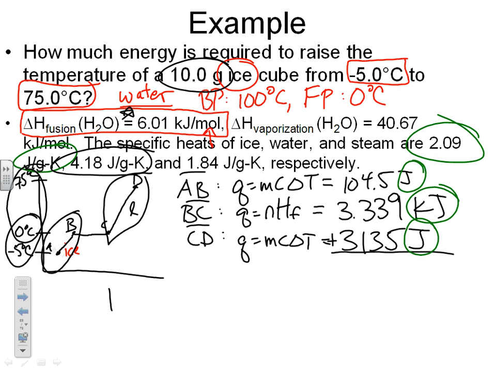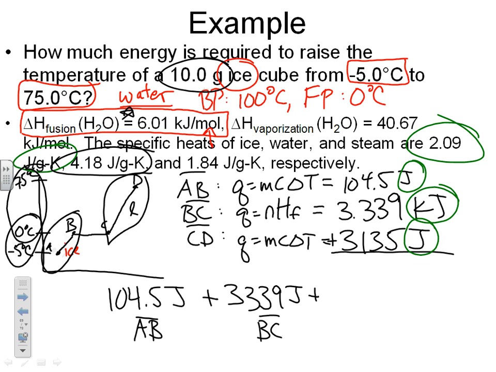So I would have 104.5 joules from the first one, so this is AB, plus the second one converted to joules is 3,339 joules, so this is BC, plus the last one, 3,135 joules, so this is CD. Simply add these together, and we get the answer to the problem, 6,757.